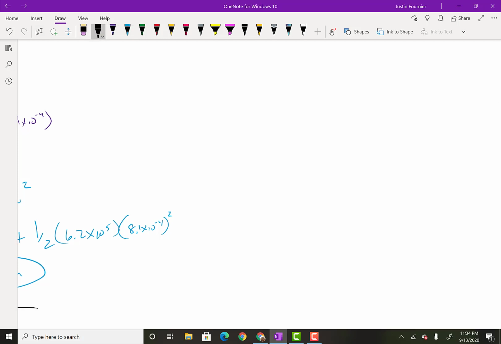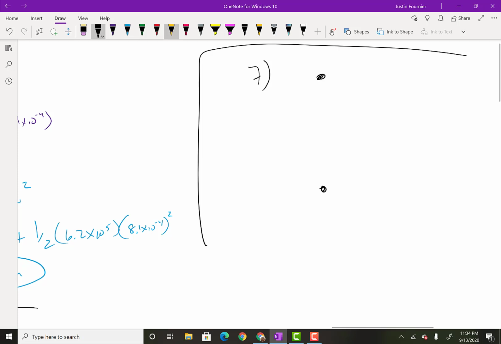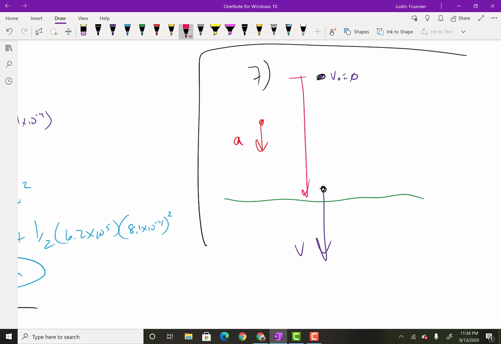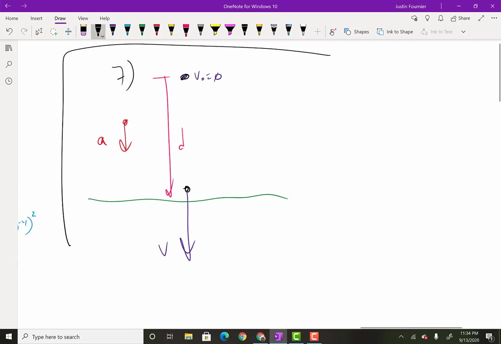So I'm going to do this one, number 7. Right here, we got an object that is dropped. This is just before it reaches the ground. Let's say this is the ground here. And we're trying to find out what the final velocity is. The initial velocity, though, is 0. We also got the acceleration, which points down like that. There's a displacement here as well. So that'll be my displacement, like this. So we got v0, v, a, d, t.